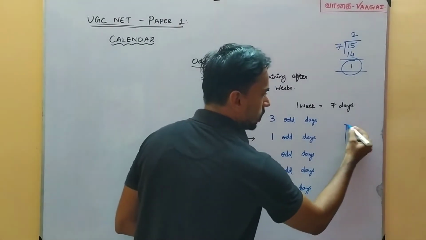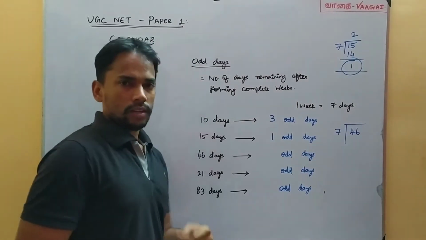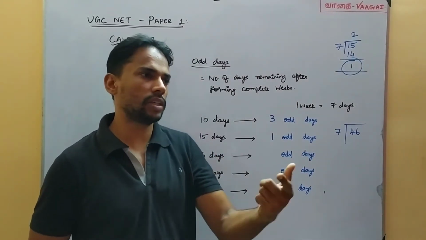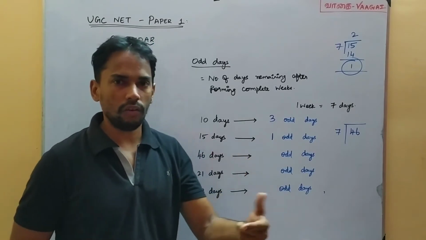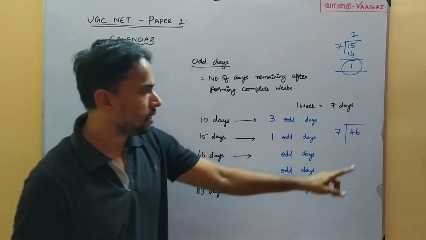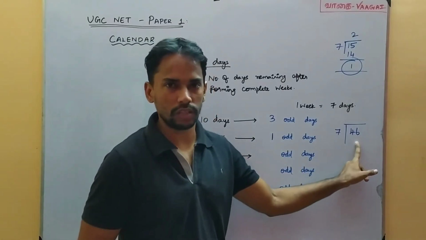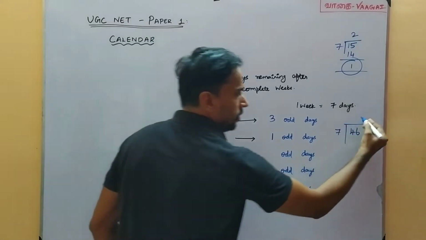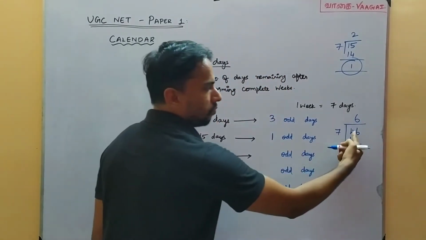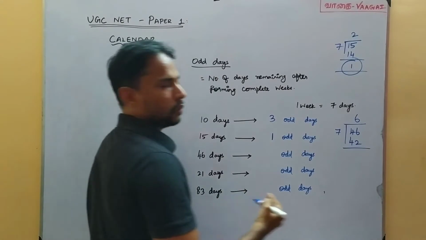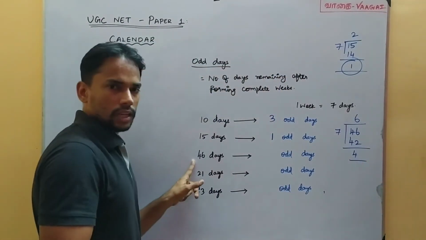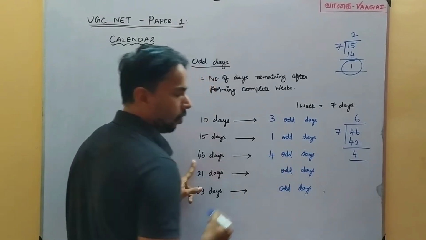So divide 46 by 7. Again, just come out with the 7 tables. 7 4s are 28, right? 7 5s are 35. 7 6s are 42, but 7 7s are 49. 49 will be exceeding this 46, so stop with 7 6s are 42. Now take the remainder. 46 minus 42, we will get 4. So that means for 46 days we will have 4 odd days.